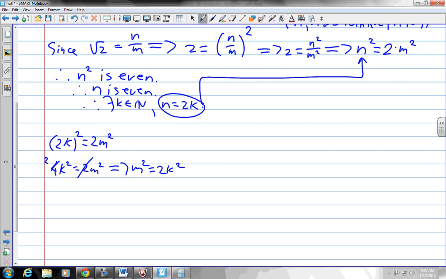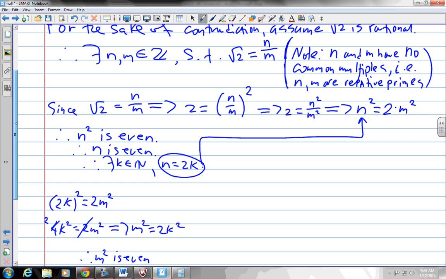So m squared is even. Do you agree with that? Because I just expressed m squared as 2 times some other number. So therefore, m squared is even. Therefore, m is even. Right? So no matter what, n is even and m is even.